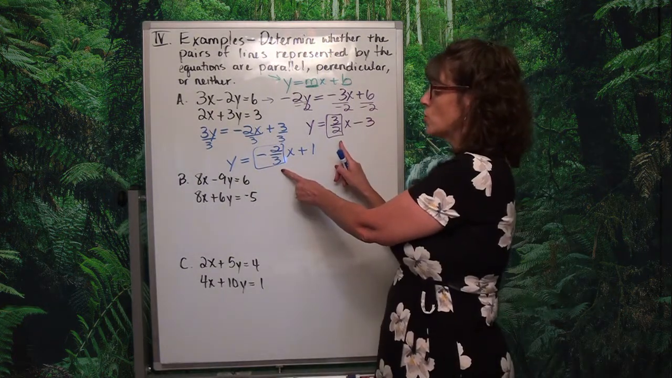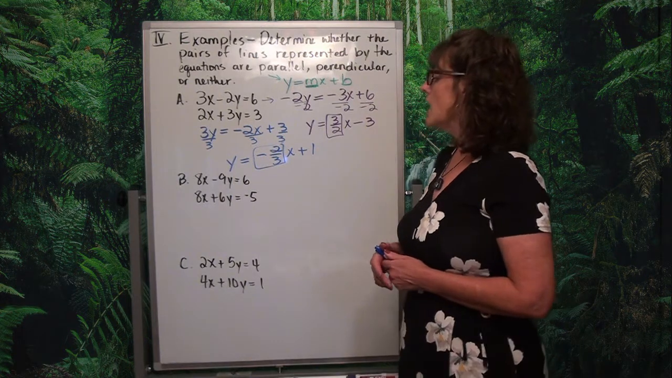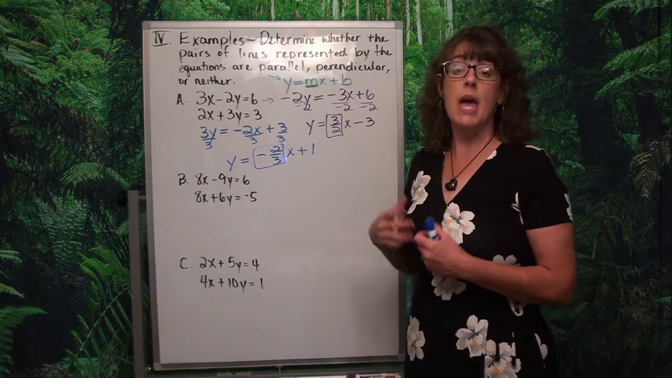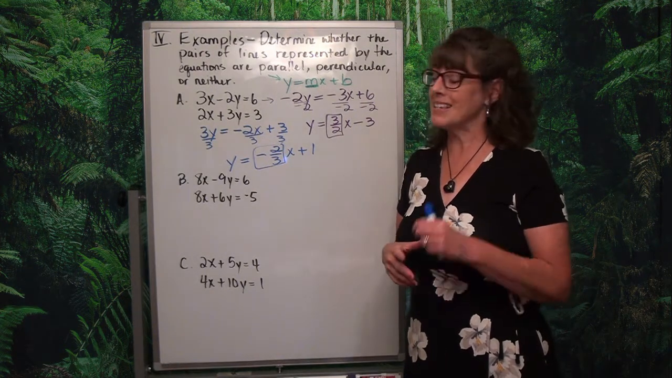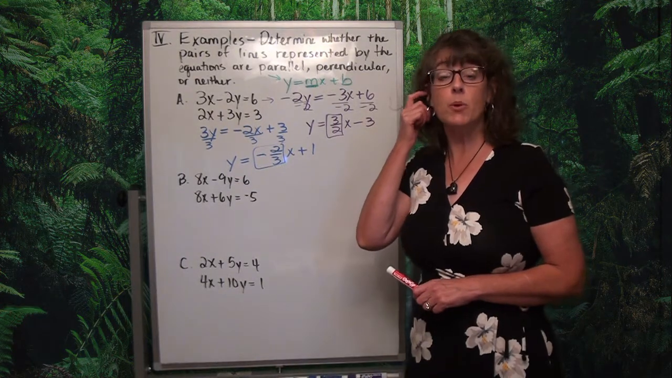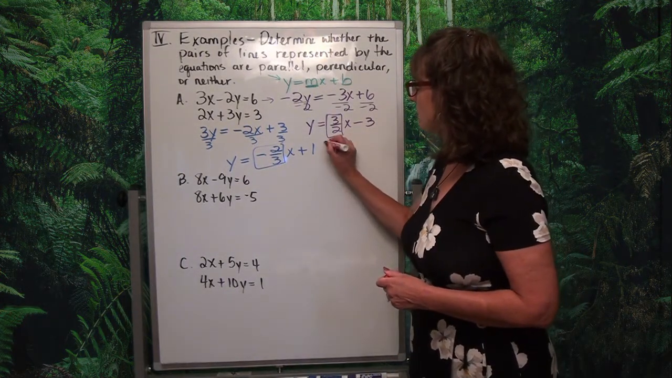I'm going to compare these two slopes to determine whether these two lines are parallel, perpendicular, or neither. Notice that if I take this one and I flip it, I get the 2/3. And what do you notice about their signs? Yes, they are opposite signs. So since these are opposite reciprocals, what types of lines are they? Yes, they are perpendicular.